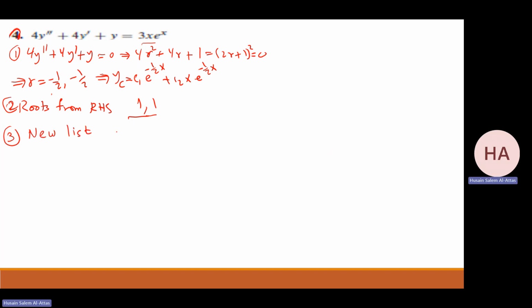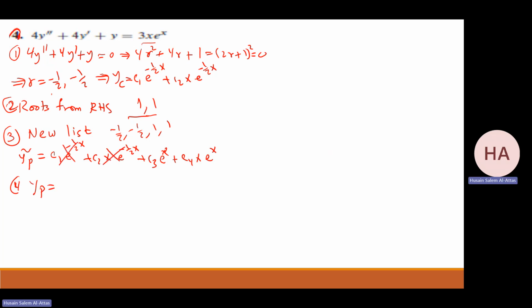But just for completion, I do the same steps. So minus half, minus half, 1, 1. What is yp hat? That will be c1 e to the minus half x plus c2 x e to the minus half x plus c3 e to the power x plus c4 x e to the power x. I cancel yc to find yp. Cancel this, cancel this. So yp is a e to the power x plus b x e to the power x. Now we need to find a and b.